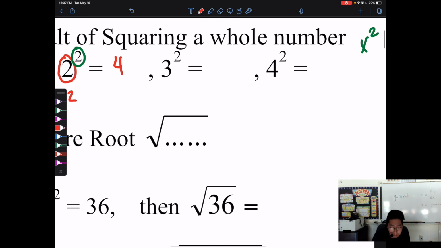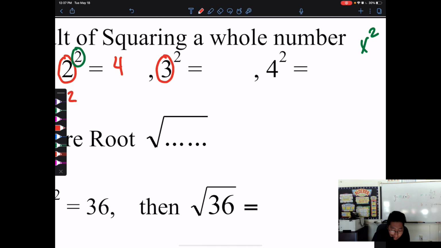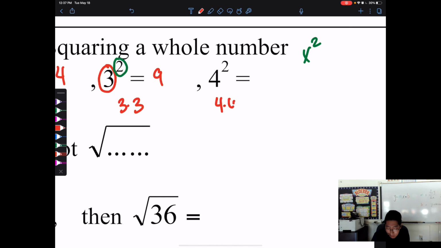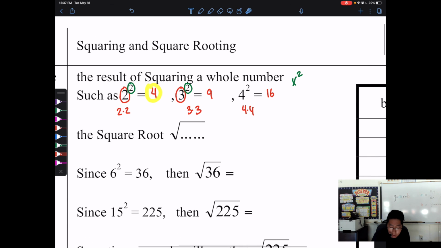3 squared: our base here is 3, and our exponent is 2, because squaring means we're taking it to the second power. 3 times 3 is 9. 4 squared: 4 times 4 is 16. So all these numbers are perfect squares: 4, 9, 16. The next perfect square would be 5 times 5.